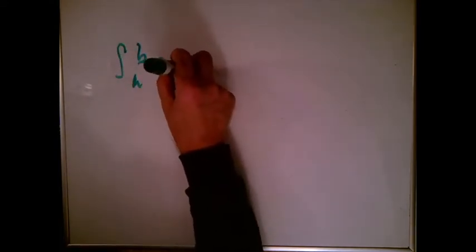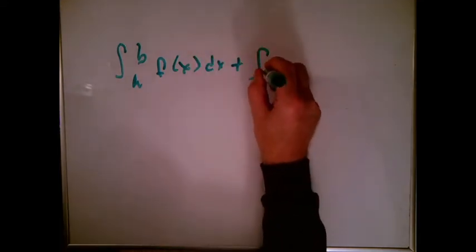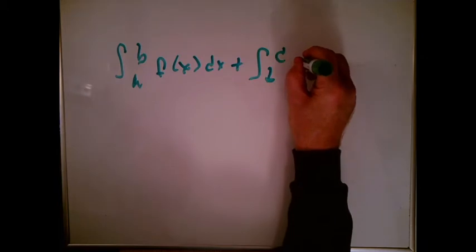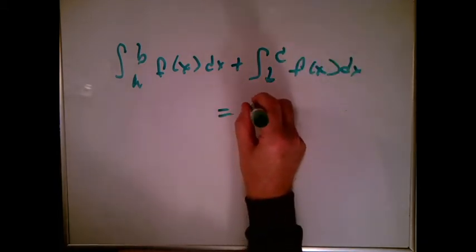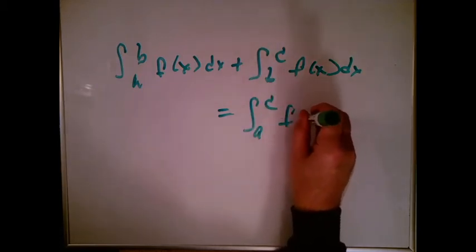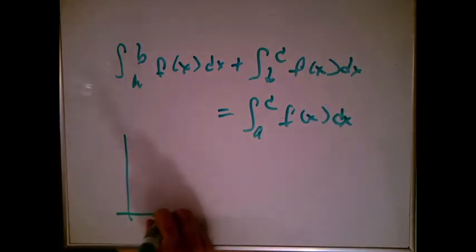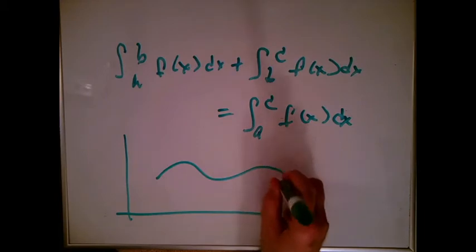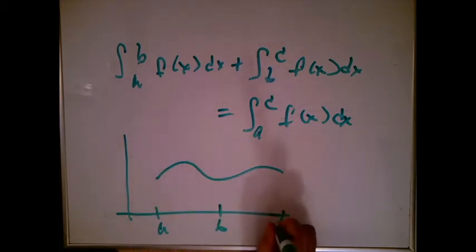The first thing I want is the property that says that the integral from a to b of f of x dx plus the integral from b to c of f of x dx is equal to the integral from a to c of f of x dx. Now, why would that be true? Let's just look at the underlying picture. We've got this function f of x. We're talking about going from a to b and then b to c.